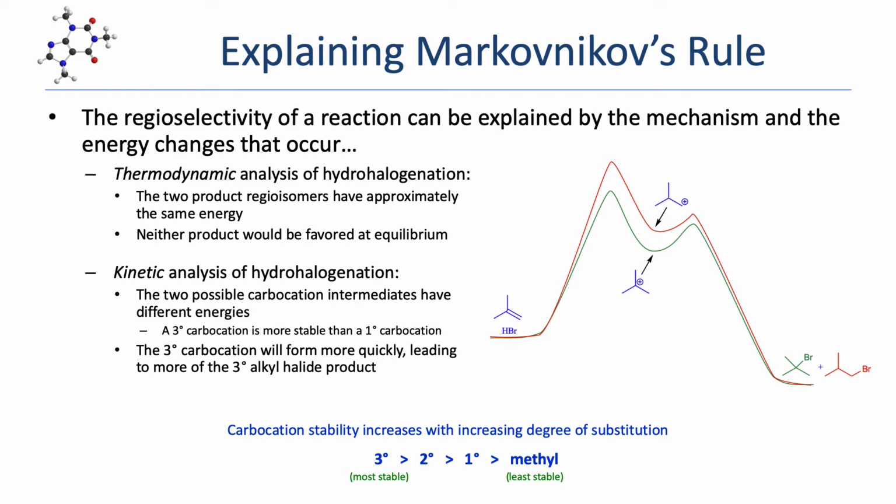And that's because there's a stability trend with carbocations. The more highly substituted a carbocation is, the more stable it is. And that means that a tertiary carbocation is the most stable, then secondary, then primary, and then methyl carbocations are extremely unstable. Because that tertiary carbocation is more stable than the primary carbocation, the tertiary cation will form more quickly. And because the tertiary carbocation is formed more quickly than the primary carbocation, it means that the green product will form more quickly than the red product. And because the green product is formed more quickly, there'll be more of it produced.